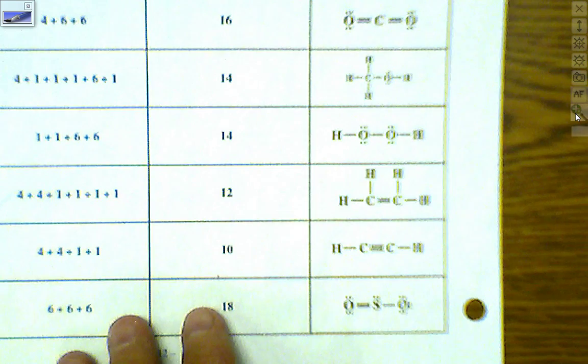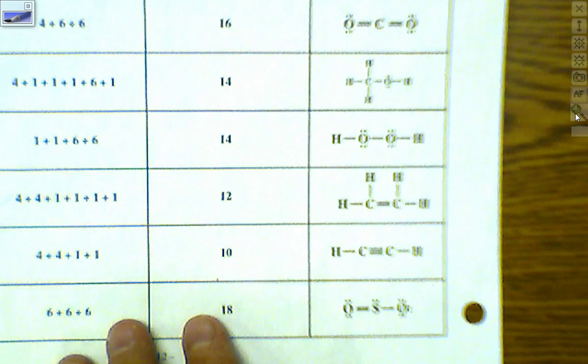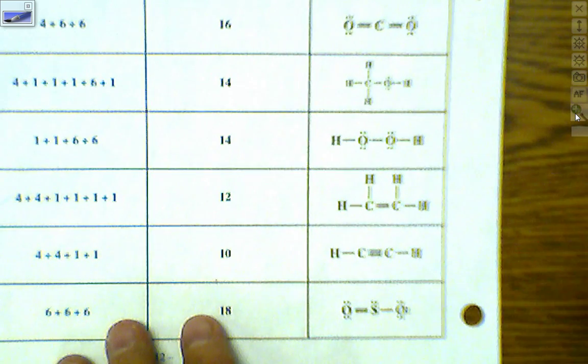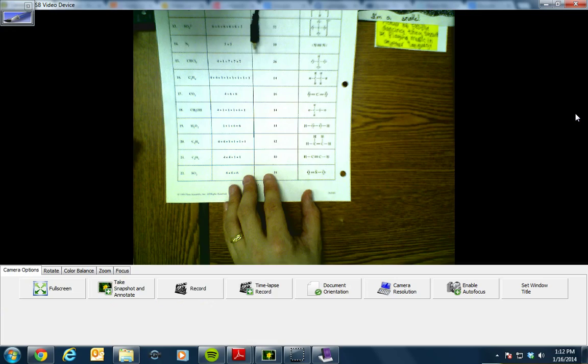So there are all the answers. I'll get a better version of this posted so you can see it better, and then we will do more of these problems tomorrow in class.